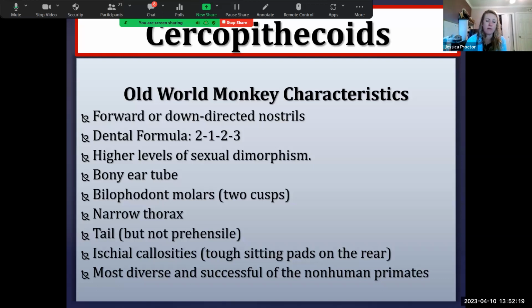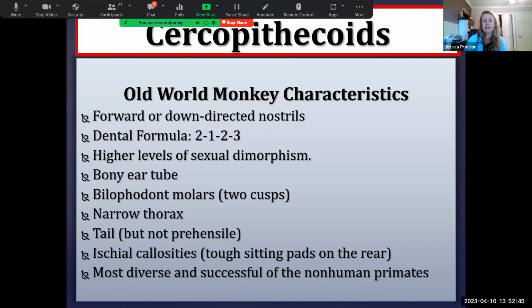Many of the cercopithecines also have a feature called the ischial callosities. So that's a fancy way of saying tough sitting pads on the rear. So the ischial callosities, those are an adaptation to allow for long-term sitting in a very hot climate. So imagine sitting on the African savanna, sitting on the very hot ground, and also sitting on tree branches as well when they're in the trees.